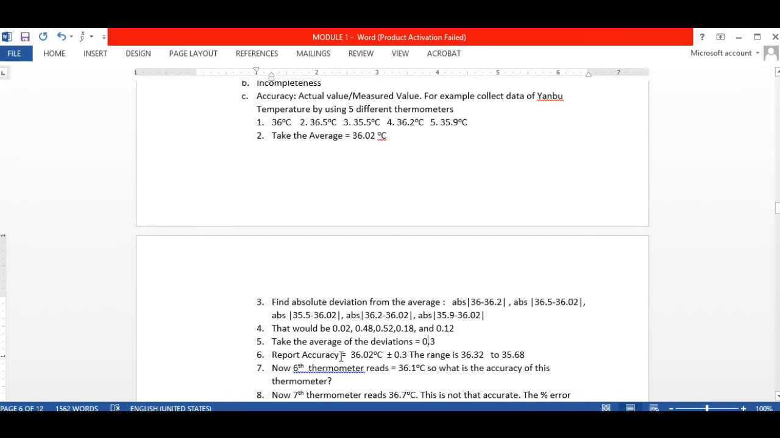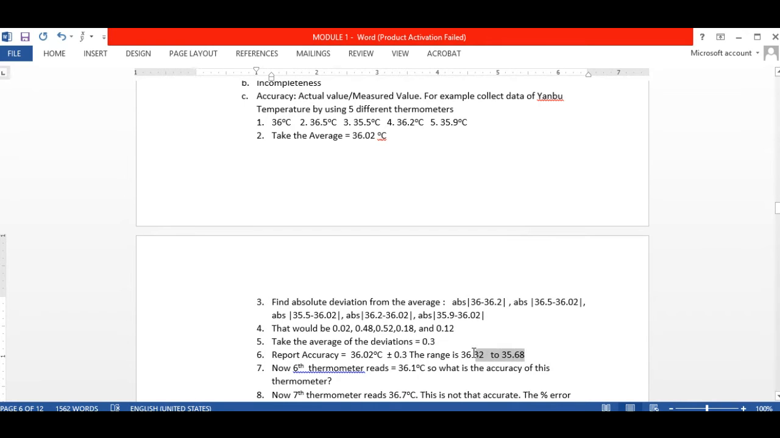So you report accuracy by this. As you can see, this is the average value of the temperature, and this is the average value of the deviation. Whenever you work in a company, they report data like 36.02 degrees plus or minus 0.3. So this range: plus means 36.32, and minus means 35.68. So this is a range. This is the acceptable range.